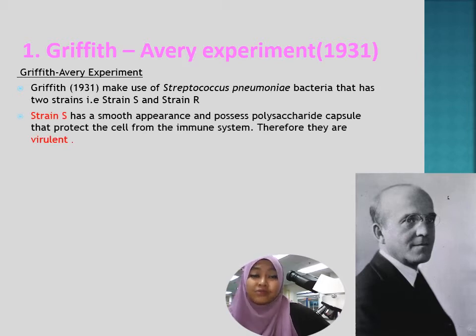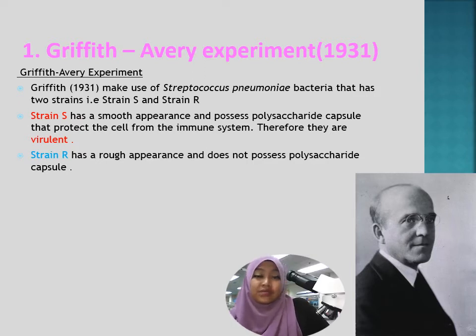Strain S has a smooth surface, meaning it has a polysaccharide capsule that protects the cell from the immune system. Therefore, it is virulent. Strain S is the bad guy: when it enters an organism, it evades the antibodies from the organism. So obviously strain S can cause death.